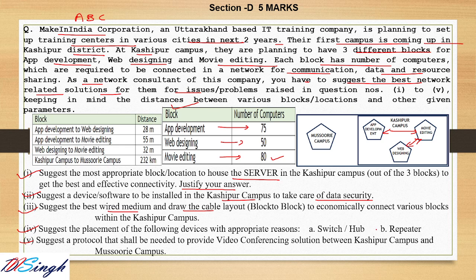Suggest the placement of the repeater. Again we have an issue about at what distance onwards they have to put the repeater, like someone says 70 meters, 80 meters or 100 meters. We will try to find the answer for all those types of questions. And for video conferencing, which protocol are we going to use. So this is the overview of this question, and it is a very easy question, all of you can attempt it.